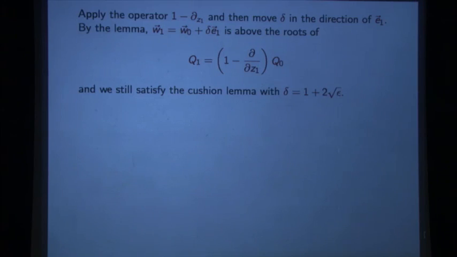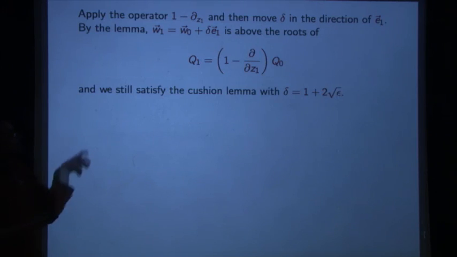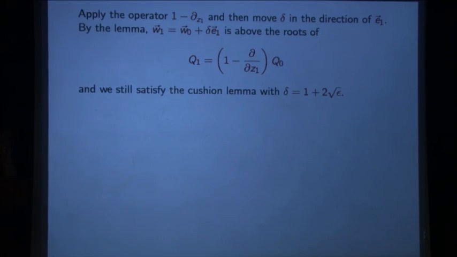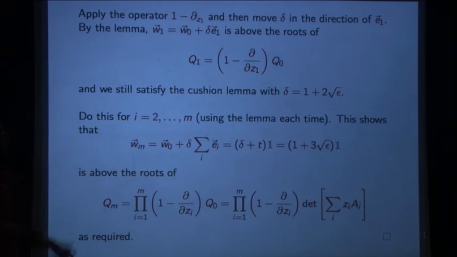And then I apply my operator, 1 minus partial z1, and then move delta in the direction of e1. So what happens? By the lemma, I'm still above the roots. And my new polynomial, in all of the other directions, I still have at least the amount of cushion that I had before. So I just keep doing this. So I do this for I equals 2 through m, using the lemma each time.